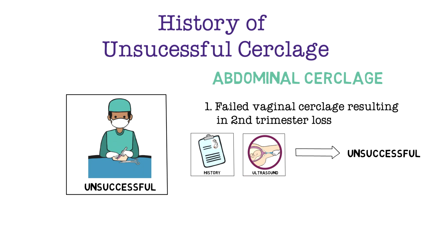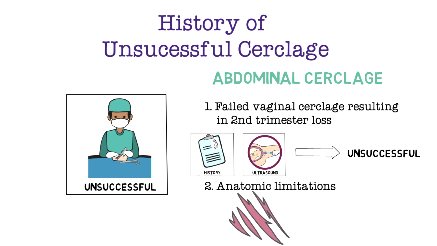Abdominal cerclages are also indicated in patients who have anatomic limitations for vaginal cerclage placement, like a trachelectomy. You would be unsuccessful if you attempted to place a cerclage in a patient who does not have a cervix. Other examples of anatomic limitations include severe cervical scarring, or a patient with a history of a cervical cone who does not have adequate exposed tissue in the vagina.